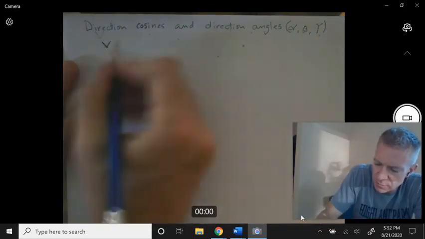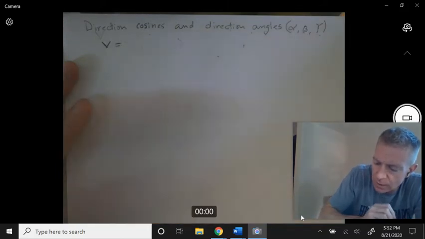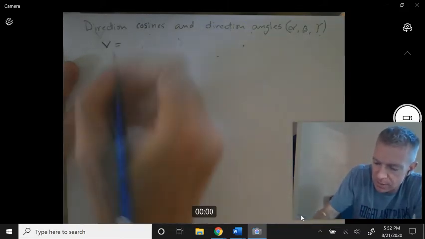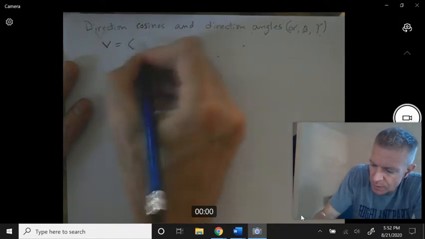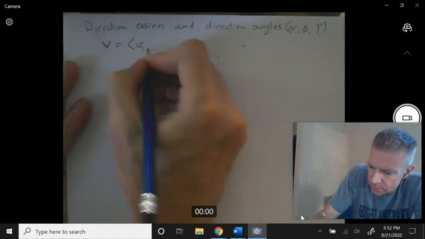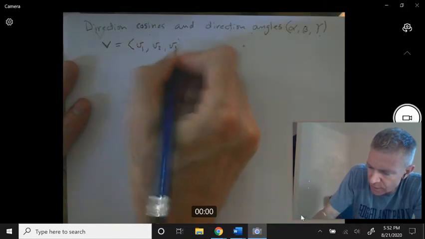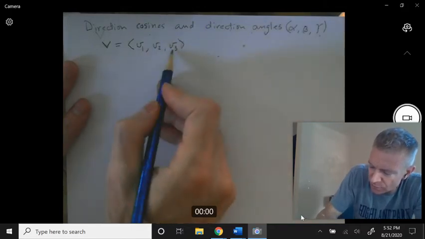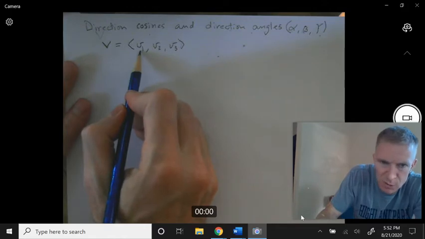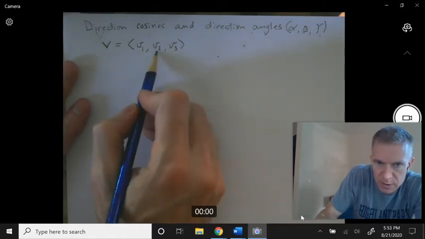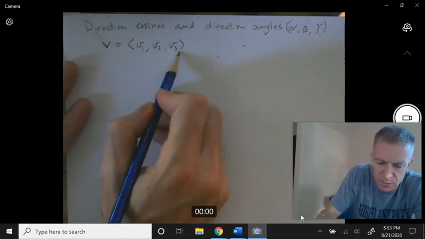vector v. When you write a vector, you write that as a lowercase bold v. That means it's a vector. And then when you write the three components, v1, v2, and v3, these are scalar values. So v1 is the scalar value of the x component. The scalar value of the y component is v2, and the scalar value of the z component is v3.